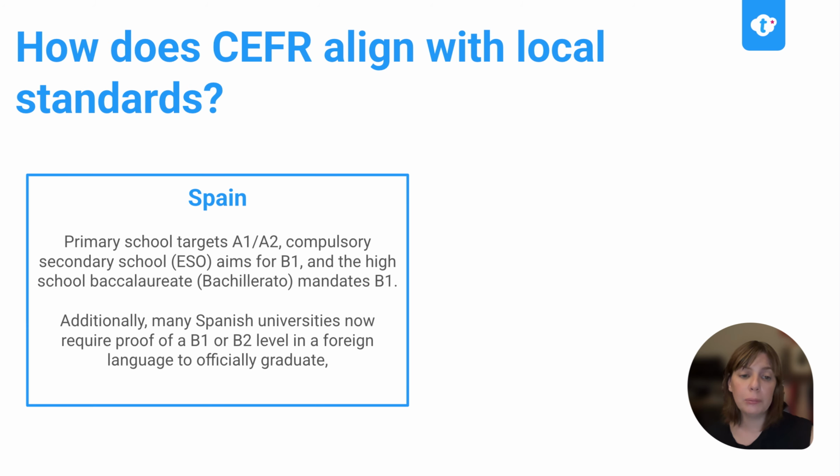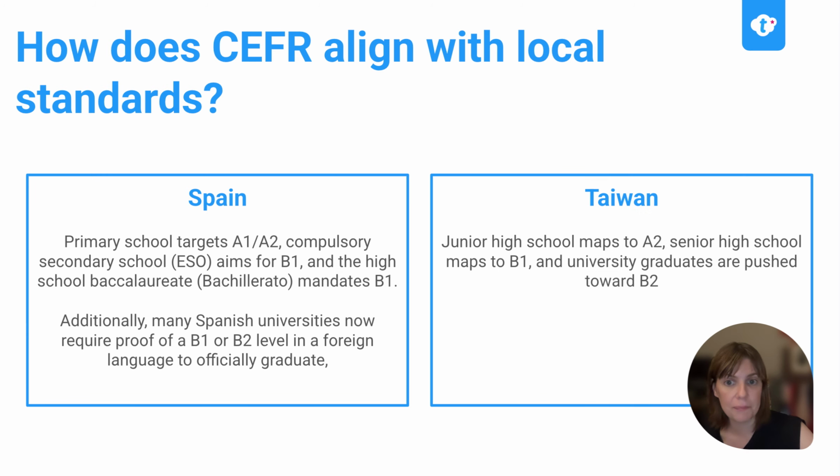In Spain, primary school focuses on A1 to A2. Compulsory secondary schools aim for a B1, and the high school baccalaureate also goes for a B1. Additionally, many universities in Spain also require you to achieve a foreign language ability. That might not be English, but they do expect students to achieve around a B1 or a B2 level in order to graduate. In Taiwan, junior school maps to A2 and senior high school maps to a B1, and university graduates are pushed to a B2, and that will be in English due to Taiwan's English bilingual policy.